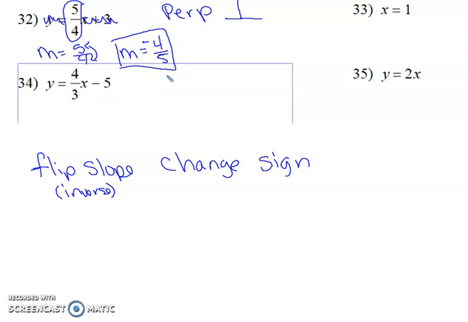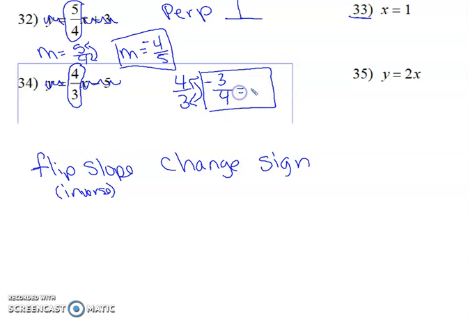All right, let's go to 34. I'm going to skip 33 for a minute. I'll come back to it. I have 4 over 3, and remember, I don't care about any of the rest of this stuff. Then I need to flip it, do the inverse, 3 over 4. Right now it's plus plus, so I need to make one of them negative. Negative 3 over 4. I flipped it and changed the sign.